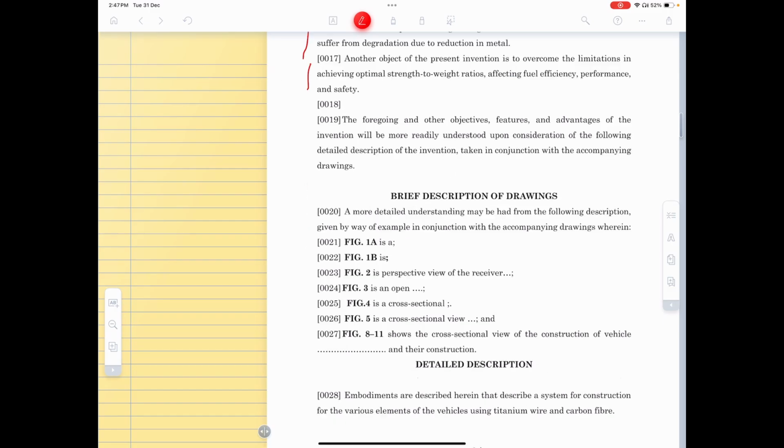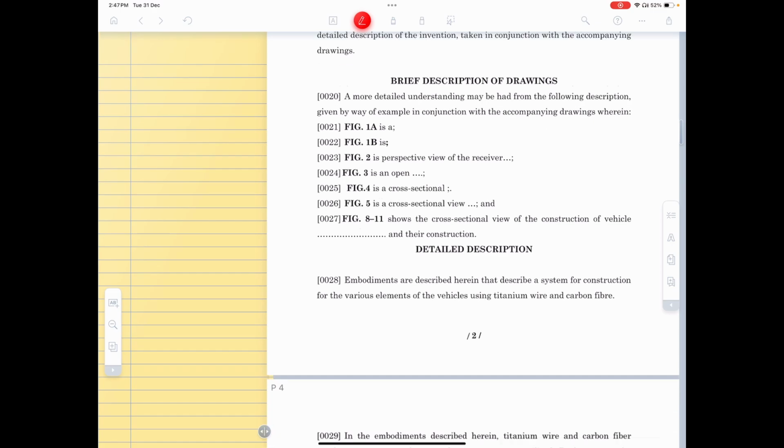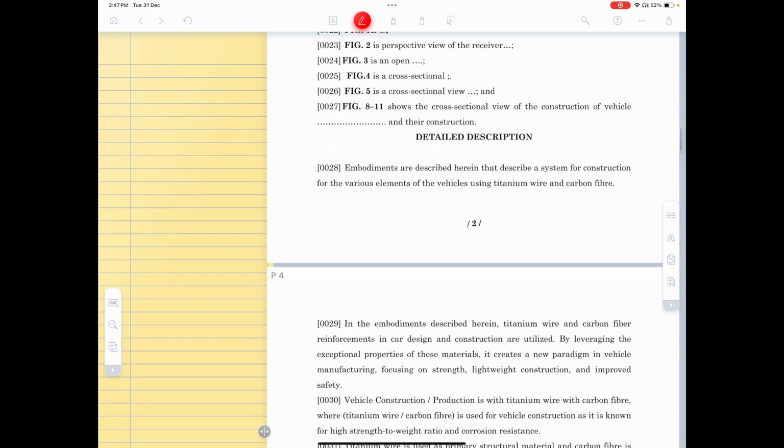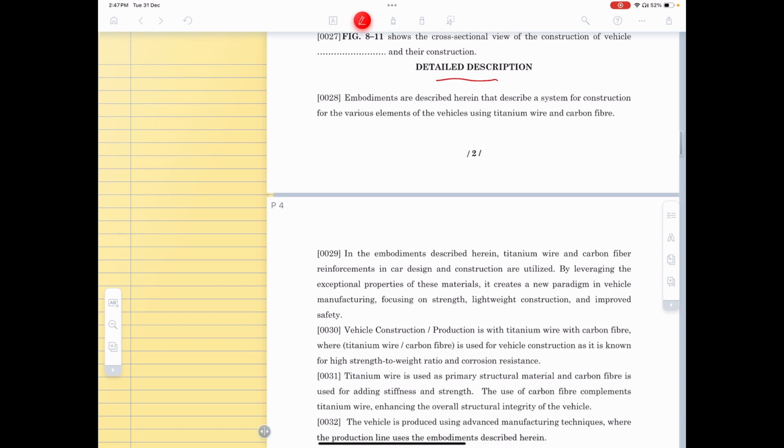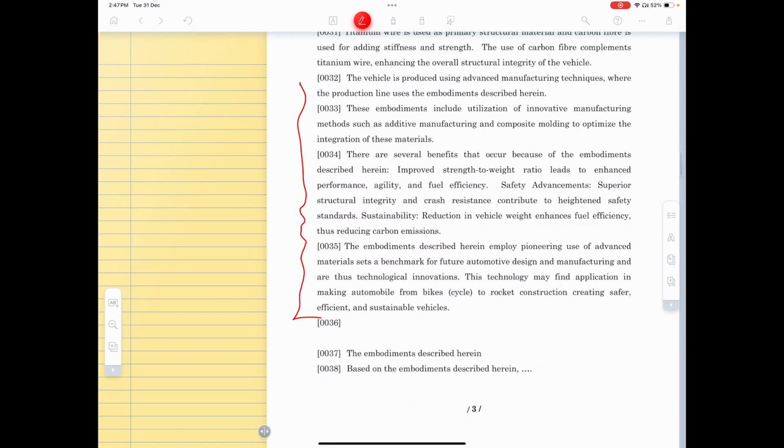I'll show you an example of how drawings are submitted on the question paper, and then comes our detailed description. Remember, we should use all the material that is given to us. We should not leave out anything else. So all this was given to us.